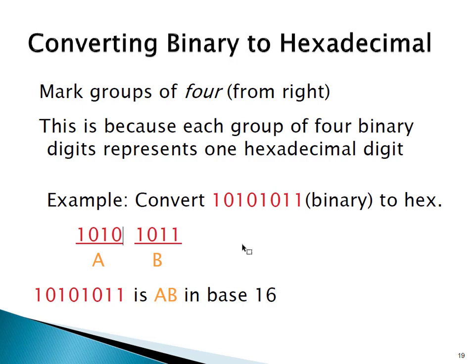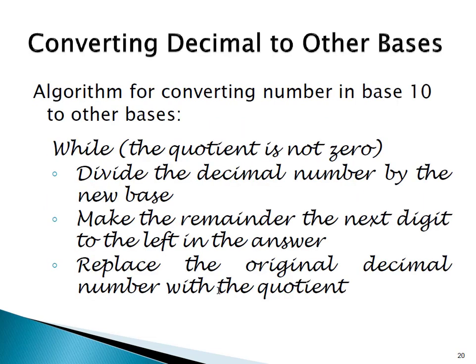Okay, so this directly converts to 11, which is B. This directly converts to 10, which is A. And so you would put A and B. So this number in base 2 is AB in base 16.